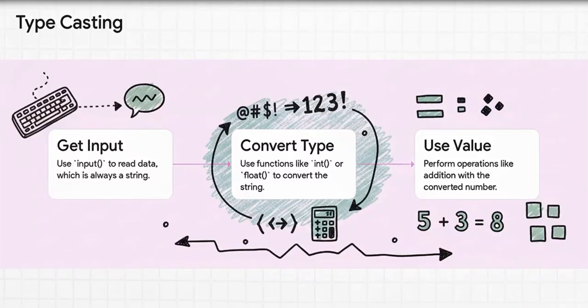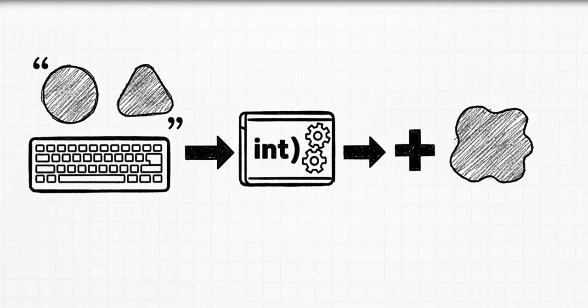Well, that's where this thing called typecasting comes in. It's basically a three-step dance. Step 1, you get the input, which, you guessed it, is a string. Step 2, you convert that string into the data type you actually need, like turning it into an integer with int. And finally, step 3, you can use that new, shiny integer in your calculations, like adding it to another number. Okay, let's see this in action with some real code.